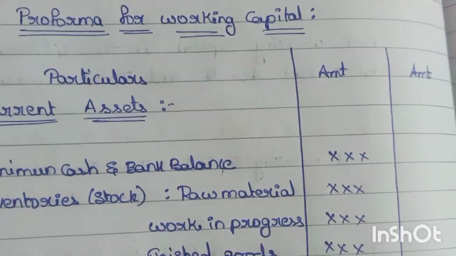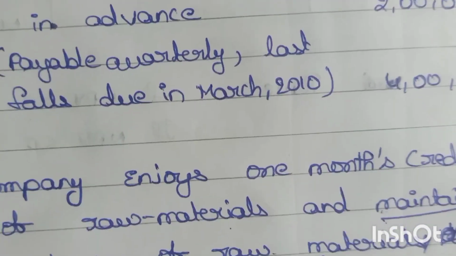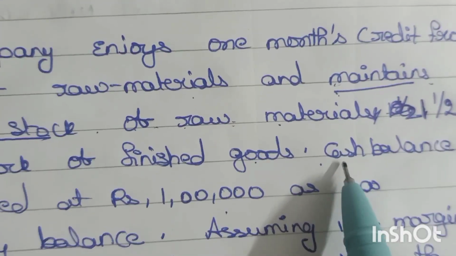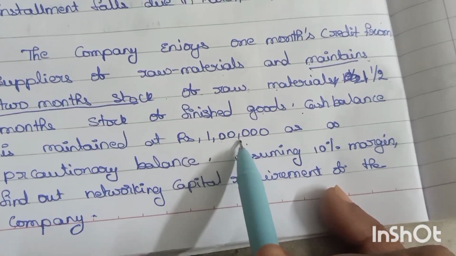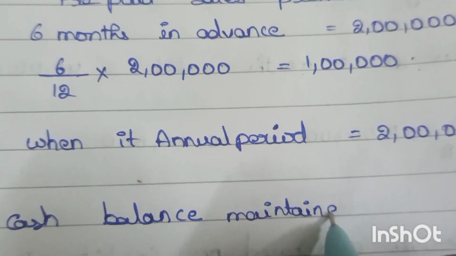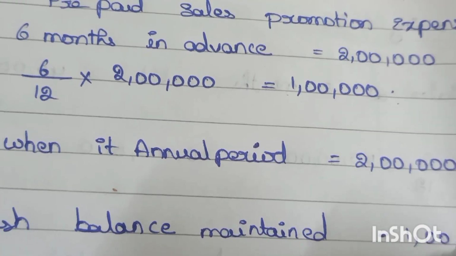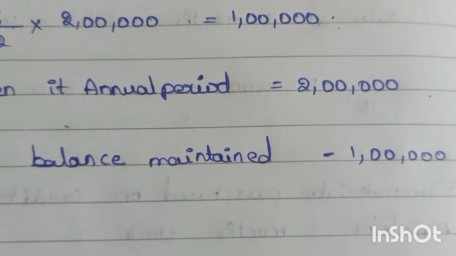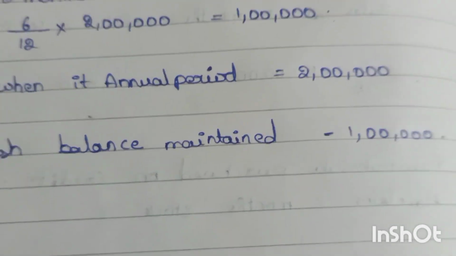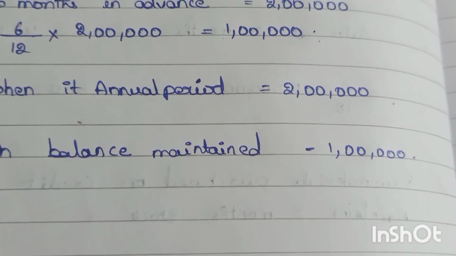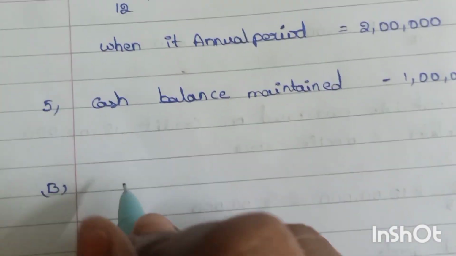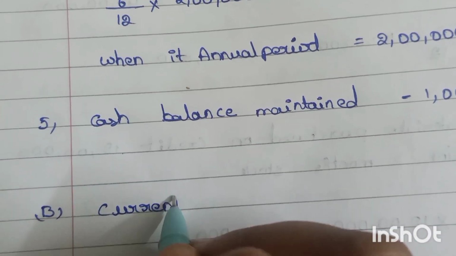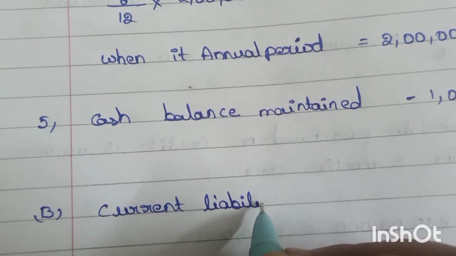Next one, in the sum there is the cash balance, cash in hand or cash at the bank. How is the cash balance maintained? The cash balance is maintained at rupees 1 lakh. The 5th point, maintained 1 lakh. Now we have finished the calculation of the current assets. Now we have to add all these current assets and we will get the total current assets. Before that, let us calculate the current liabilities.